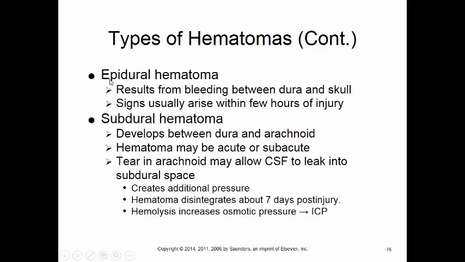So we can see here epidural hematoma. It results from bleeding between the dura and the skull. The signs arrive within a few hours of the injury. It's going to probably increase the intracranial pressure.